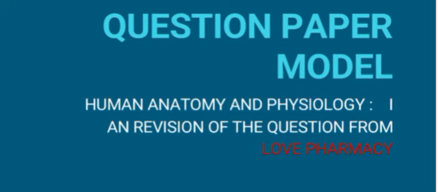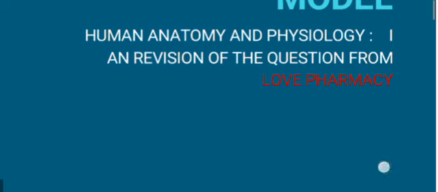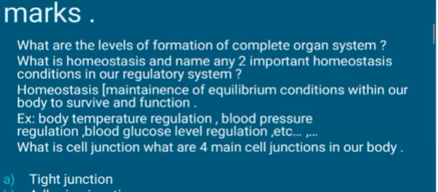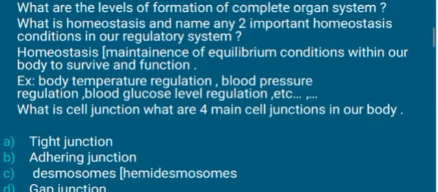And this is the video about the question paper model of human anatomy and physiology 1 and the revision of the question paper, and this is from Love Hamsi. Thank you. And now in this video, I want to cover all 2 marks and 5 marks, and as usual, I'll tell you what are the inclusion of 2 and 5 marks and what questions may repeat as the 10 marks. Okay, so first from Unit 1, what are the levels of formation of complete organ system?